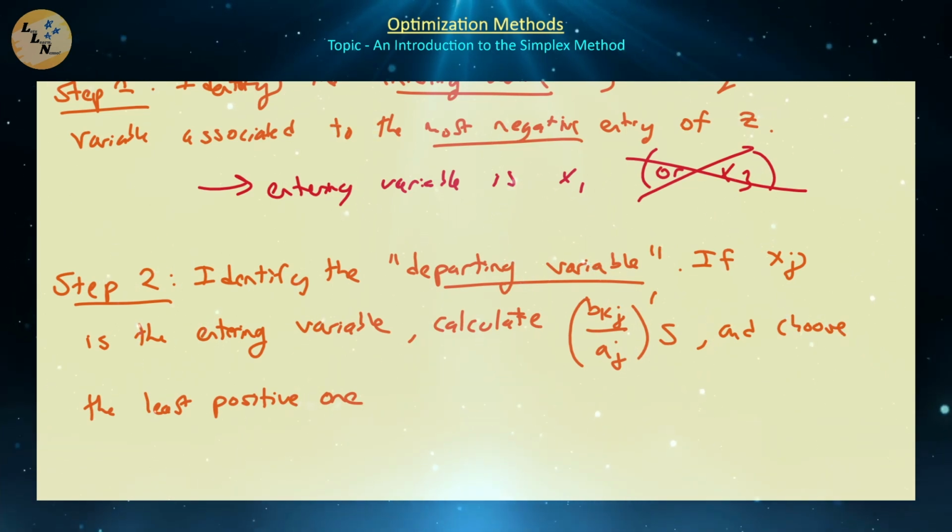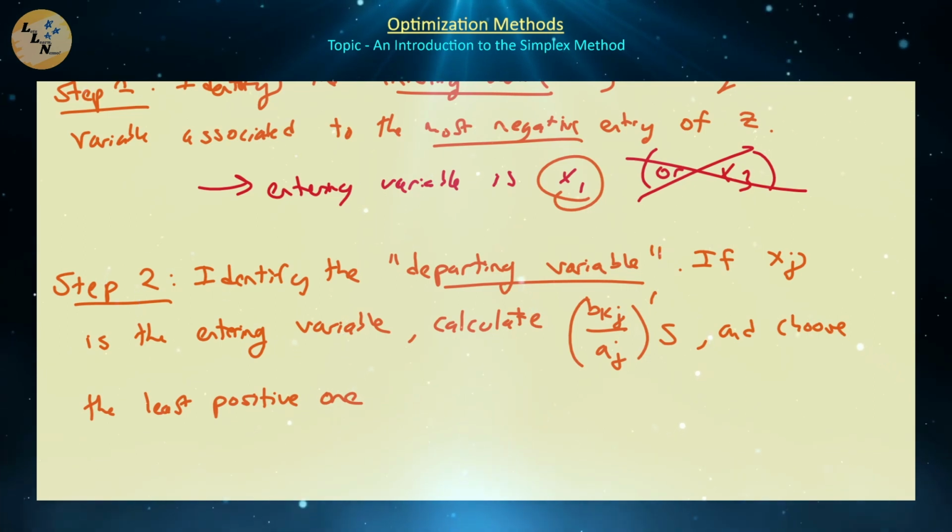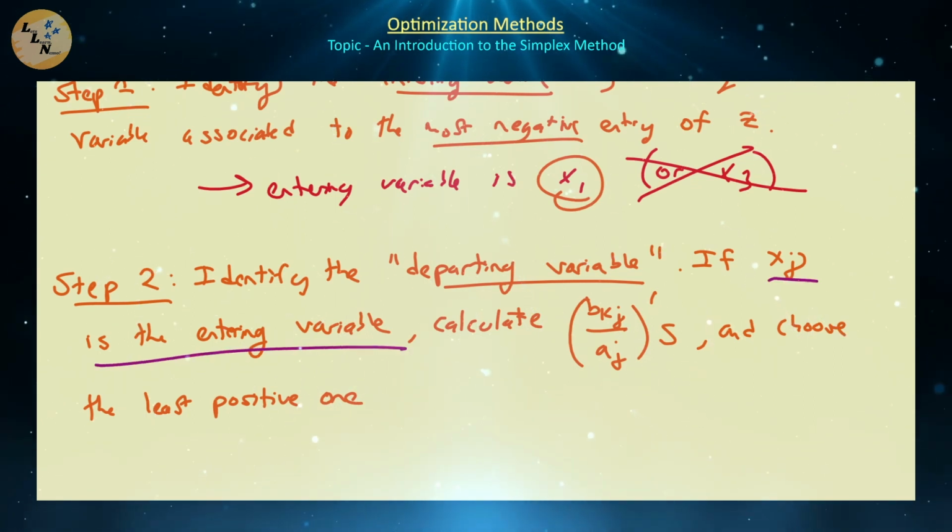Therefore, if we have our entering variable, in this case we're entering x1 into the picture, that means one of our slack variables s1, 2, and 3 needs to get out of the picture. Because if x1 enters, that means one needs to be removed, i.e. a departing variable, so we need to figure out which one to remove. So if xj is the entering variable, in our case x1, we need to calculate our b's, our constants on the right hand side, divided by our coefficients aj in that particular row. Okay, and then choose the least positive one of them all.